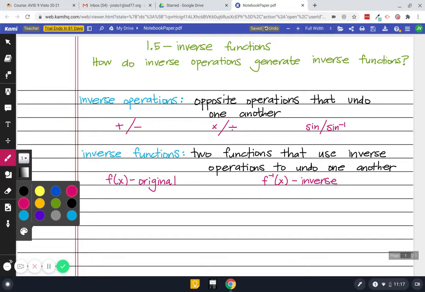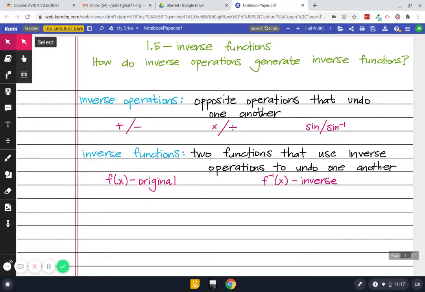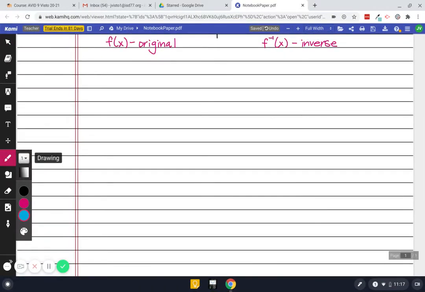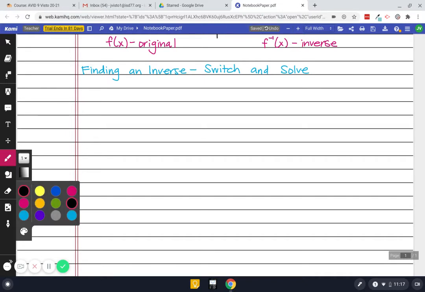Okay. So let's take a second and actually talk about how do we come up with these inverse functions? What does that even mean? What does that look like? So here we go, finding an inverse. The language I like to use is switch and solve. So we're going to build some two-column notes here, and we are going to look at an example. So first of all, I'm starting with f of x equals 3x squared minus 5.